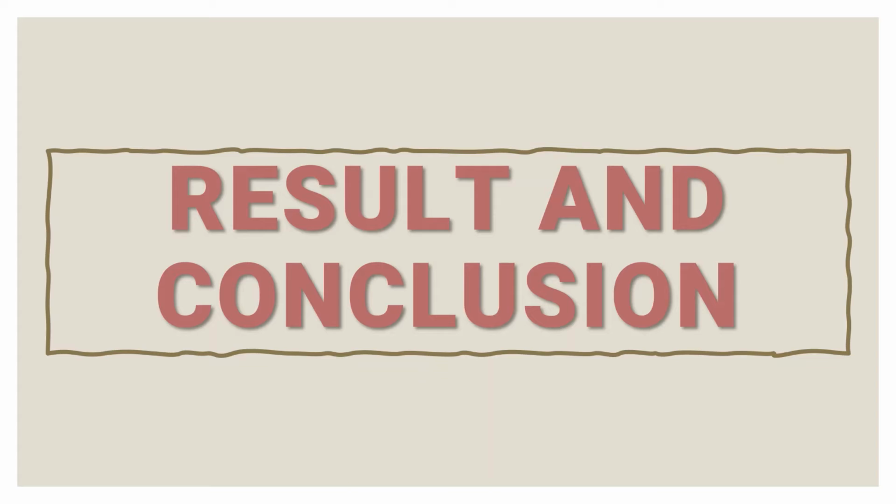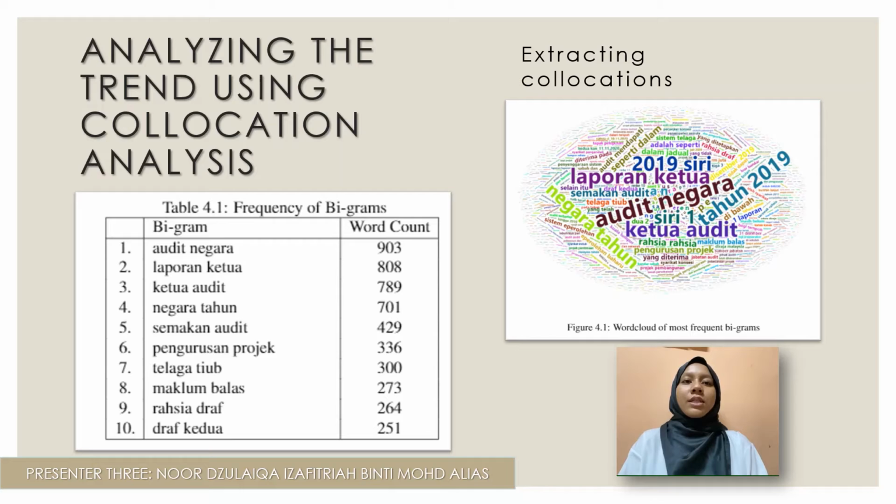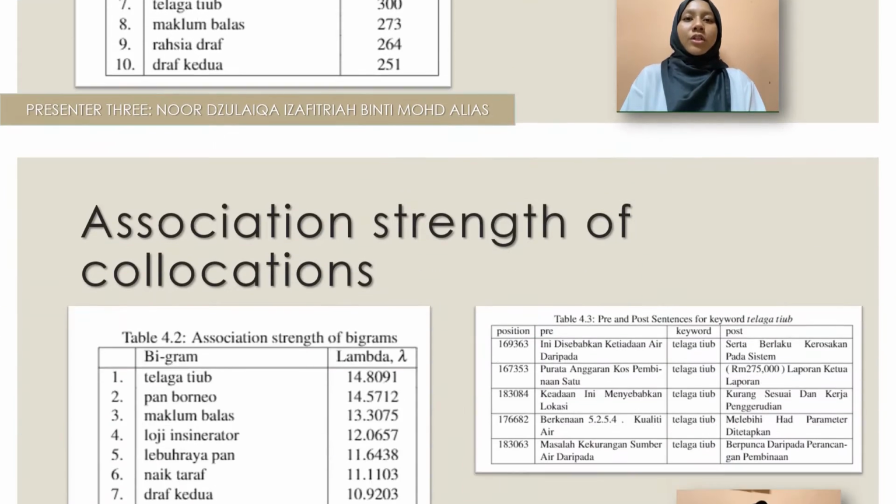Next is the result and conclusion. The results in analyzing the trend using collocation analysis show that the most frequent bigram found in the report is audit negara with 903 word count. On the other hand, the word cloud illustrates the most frequently used bigrams in the report. It can be seen that the 5 most frequently used bigrams in the report are audit negara, laporan ketua, ketua audit, negara tahun, and semakan audit.